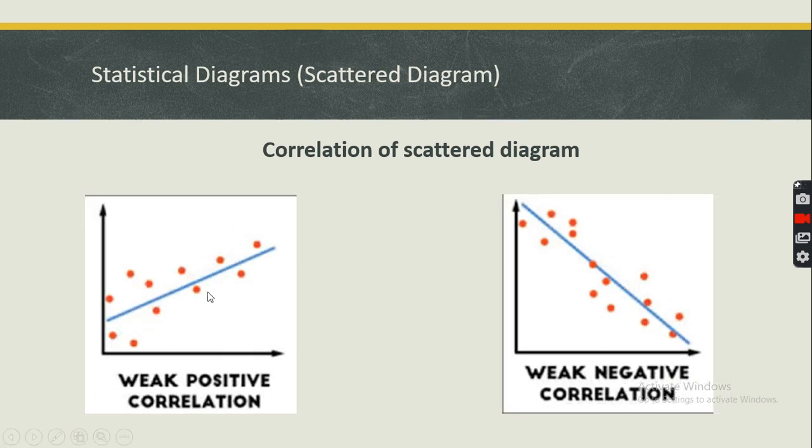Now these points are a bit scattered from the line of best fit, and here you can see as well that the points are a bit scattered. So this is known as weak correlation. When I talk about this increasing line, this is weak positive correlation. When I talk about this decreasing line, this is weak negative correlation. This is something like the previous one, but the points are a bit far from the line of best fit, so it is known as weak correlation.